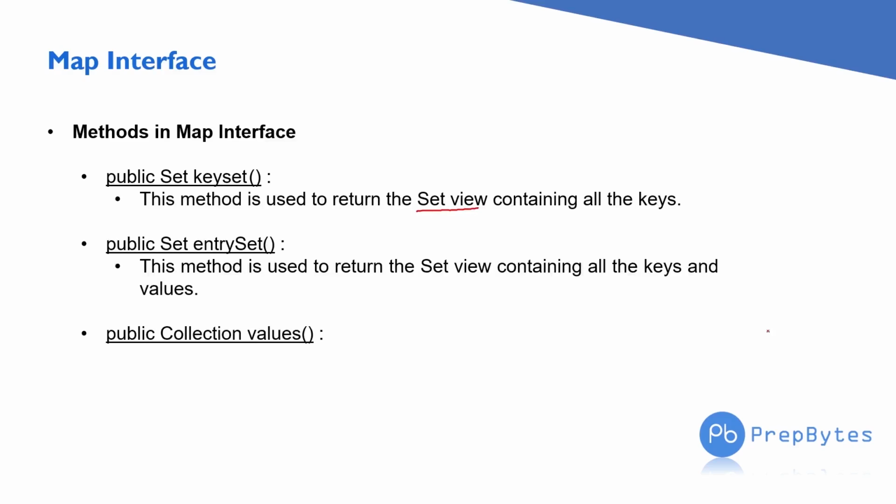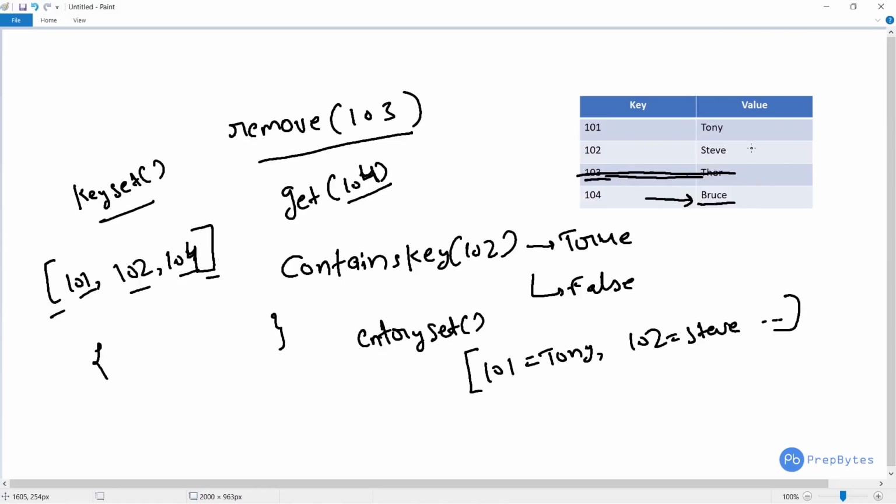Now the next one is collection values. The return type here is Collection, not Set. This method returns the collection view containing all the values. So if I use values, then all the values will be returned. Now why for values do we use collection and why for keys do we use set? The reason is simple. In set, duplicates are not allowed, and in collection duplicates are allowed. In the list, duplicates are allowed, but in set, duplicates are not allowed, as you can remember.